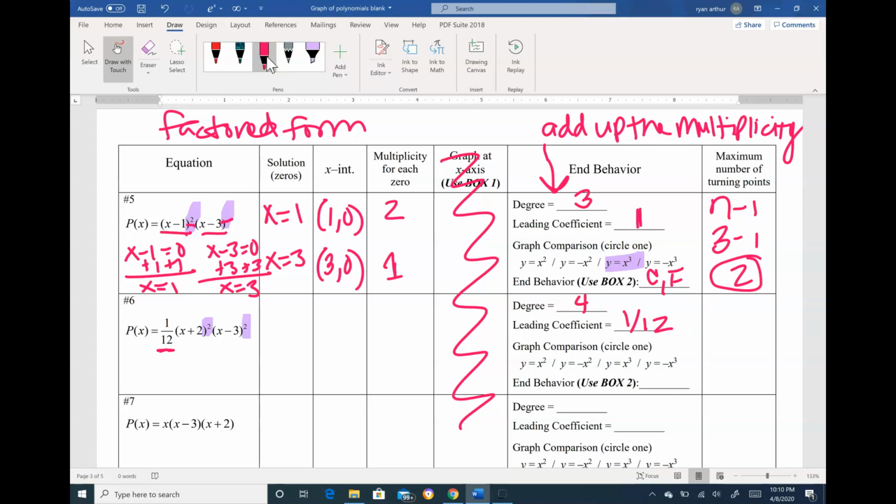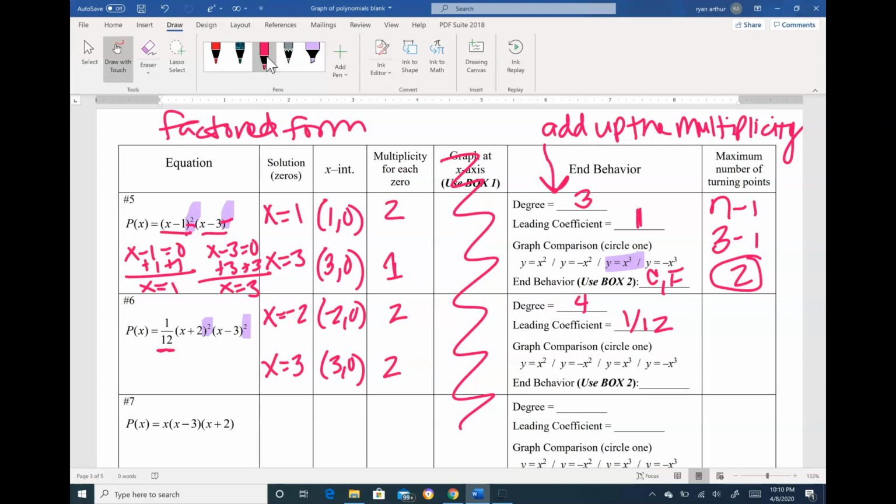Now I'm going to find your solutions. So x plus 2 equals 0, and you would solve, and you would get x equals -2. You do the same thing for the next parenthesis, so x would equal +3. Coordinate form. Multiplicities: this has a multiplicity of 2, and this one also has a multiplicity of 2.